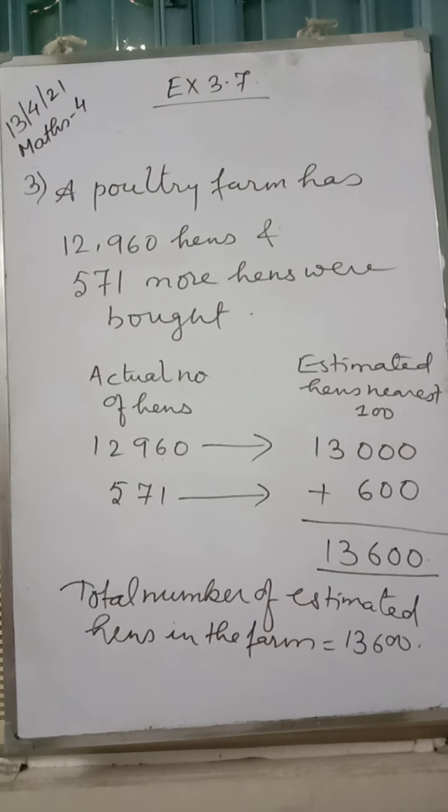In the answer, instead of addition they have subtracted, but this is not correct. They have asked more hens were bought. So how can it be subtracted? It will be added now, more. Now it was less, now it is more. So now the answer will be 13,600. The answer they have given is 12,400. Kindly correct it. The answer would be 13,600.